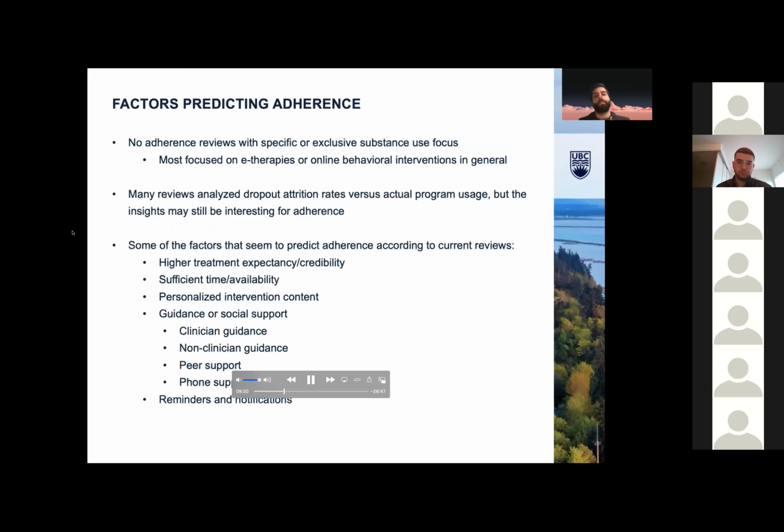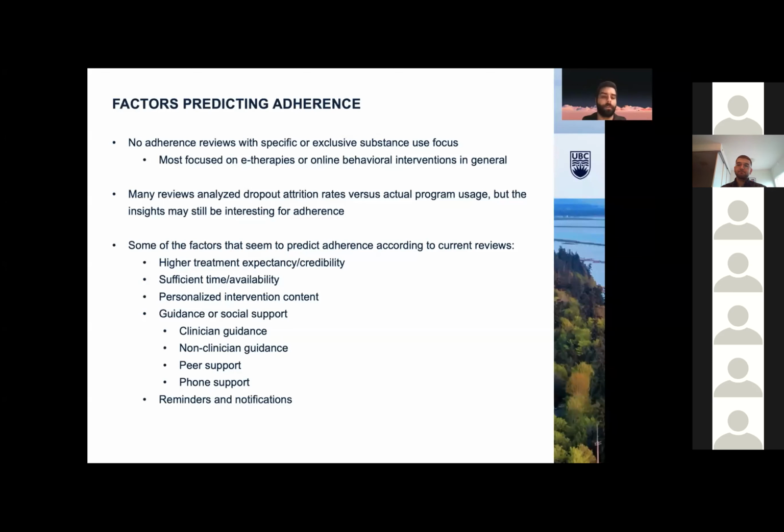So what are some of the factors predicting adherence that we can find in the current literature or in the current reviews? Unfortunately, there are no adherence reviews that specifically or exclusively focus on substance use. Most are just focused on behavioral interventions in general, or sometimes called e-therapies. Many reviews looked at dropout attrition rate versus actual program usage, but as I mentioned before, these insights may still be interesting for us to create hypotheses for factors that may predict adherence.